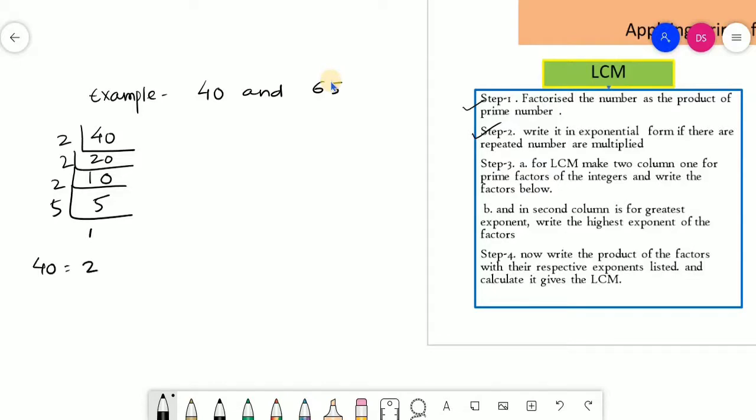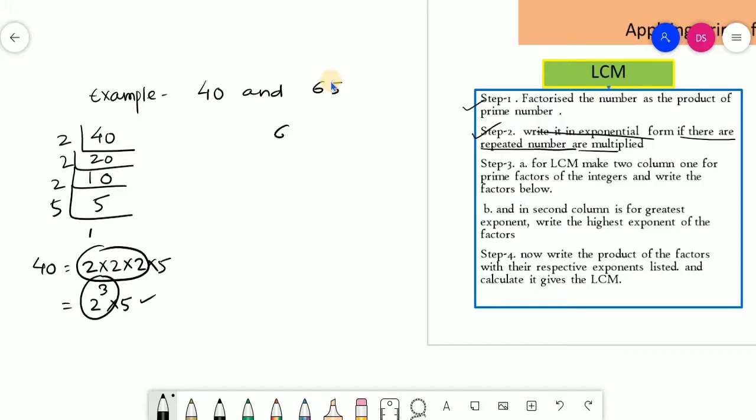I can write it like this, and second step, if there are repeated numbers, write them in the exponential form. Okay, so we can write here, this is the exponential form of that repeated number. Okay, now this one is the prime factorization of 40.